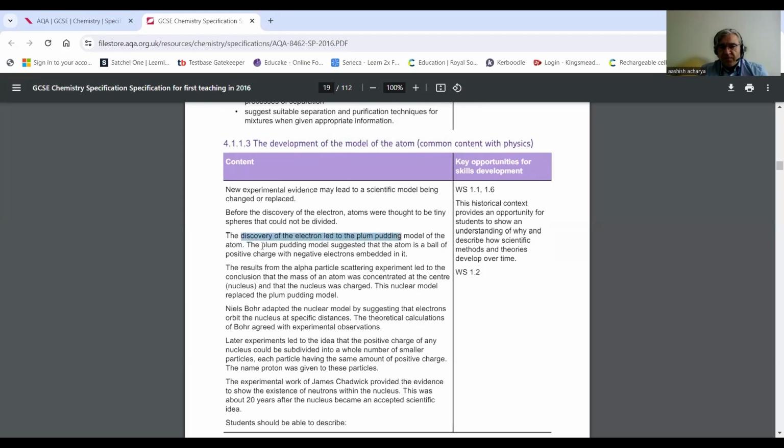So what did J.J. Thomson suggest? He suggested that atoms are a ball of positive charge with negative charge electrons embedded in it. Now, this is the important thing. It's the alpha scattering experiment. Okay, so you need to know key observations here.